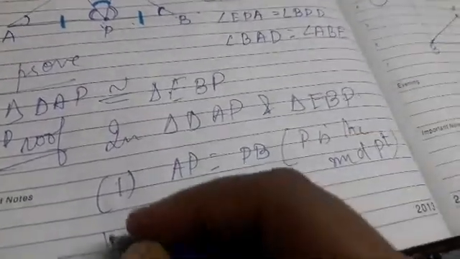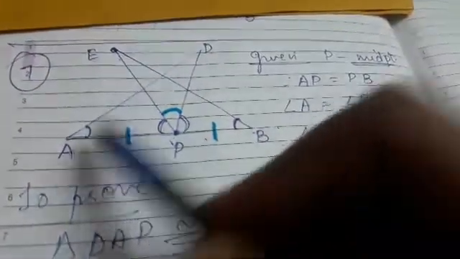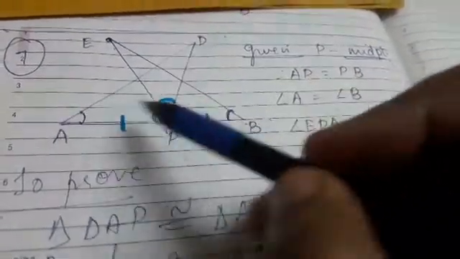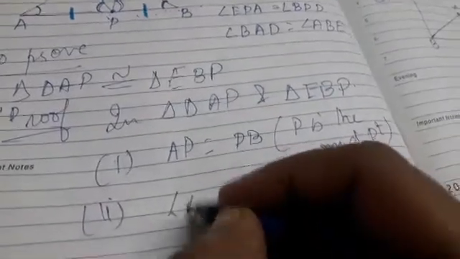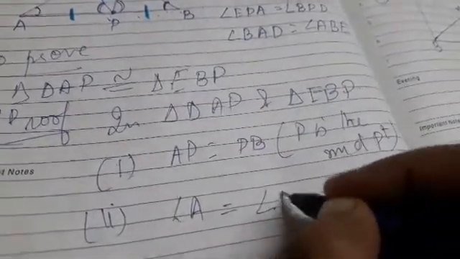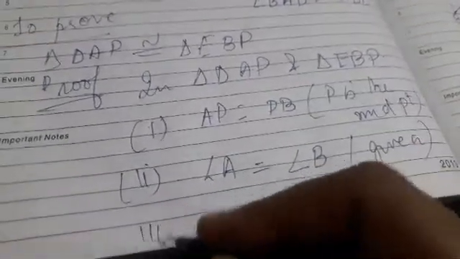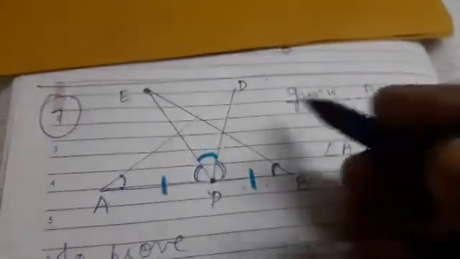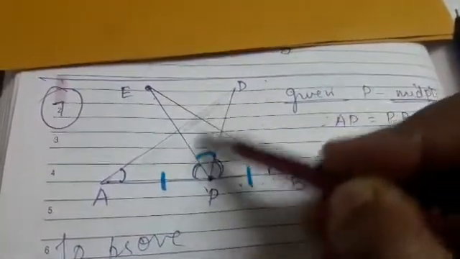Number 2, you know that angle A is equal to angle B. When I talk about this triangle APD, focus on this angle. Angle A will be equal to angle B, so I can write angle A is equal to angle B, and this is given. Now look at the third point. If I focus on this triangle, I show it like this.